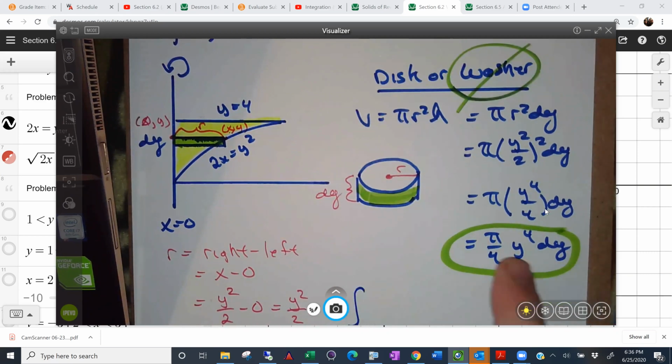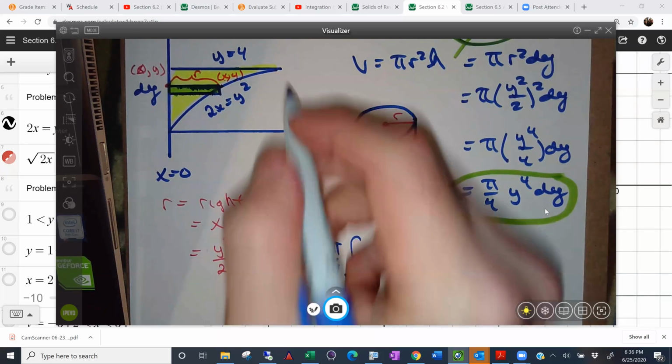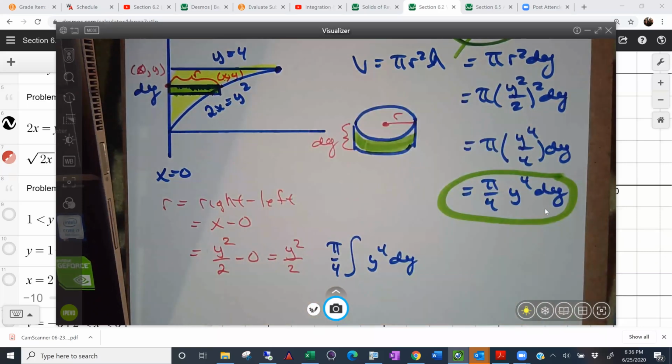So that would be integrating. Let's take the pi over 4 and put it out in front. y to the 4th dy. But the big question is, what do I integrate to? And if you're curious, I'm kind of curious. I think that'd be the point 2 and 2 and 4.